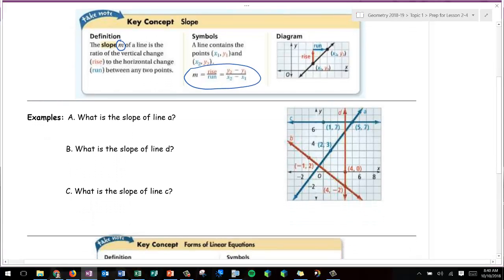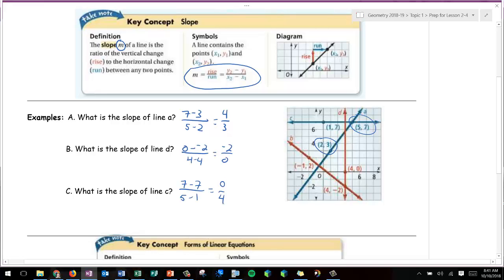Looking at my picture here, they want the slope of line A, which is this blue line here. So if we look closely, we've got the points 2, 3, and 5, 7. So using my slope formula, I'm just going to subtract 7 minus 3, my vertical change, over 5 minus 2, which is my horizontal change. 7 minus 3 gives me 4. 5 minus 2 is going to give me 3. So my slope there is 4/3, and it is a positive graph, so we know now for sure that we've got the right slope. Go ahead and try lines D and C on your own.